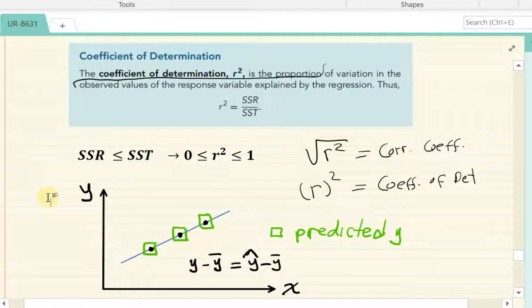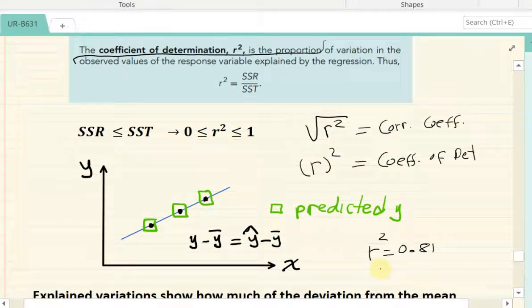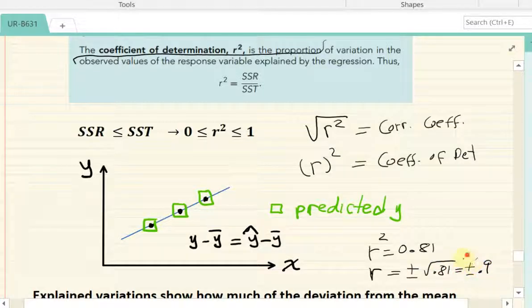And oh, by the way, this is important. Let's say my R squared is, I don't know, 0.81, and I want to find R. I take the square root of it, right? When I take a square root, I get plus minus the square root of 0.81, which is plus minus 0.9. So how do I know? Do I choose plus or minus?